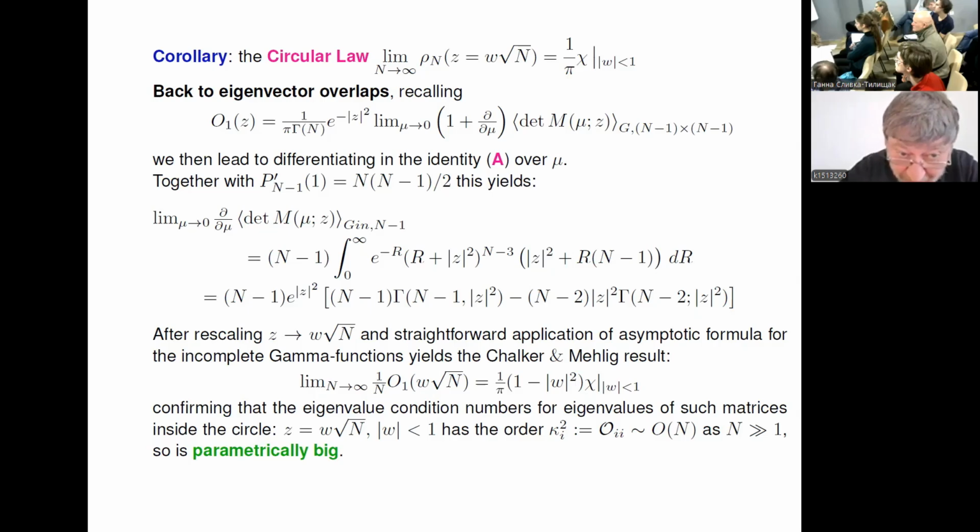diagonal Chalker-Mehlig correlator. Again, in order to get its asymptotics, we rescale z, use the asymptotics of the gamma function, and derive the announced result that in order to get a finite limit for this object O, one needs not only to rescale, but also to divide by n, which shows that it's typically of order n. And then this is the result that I announced, that it's non-zero inside the unit disk and depends on position. It's not constant like the density, but it's a simple expression, 1 minus the double modulus of w squared.